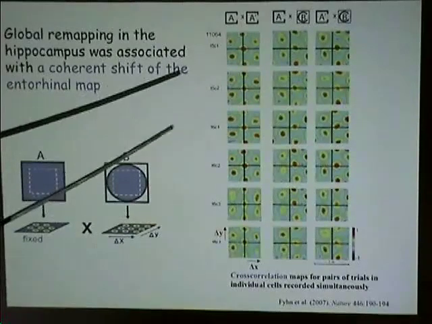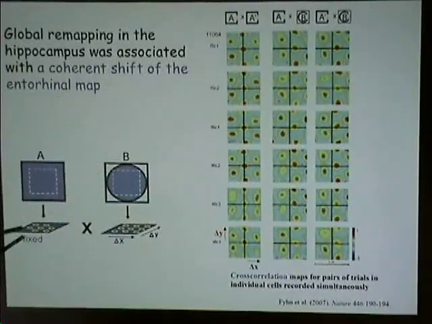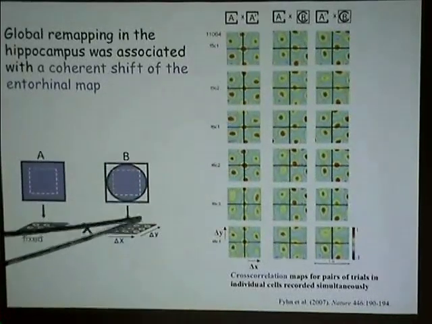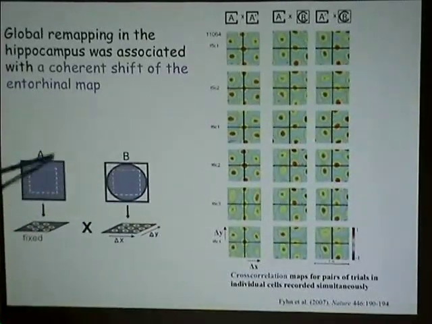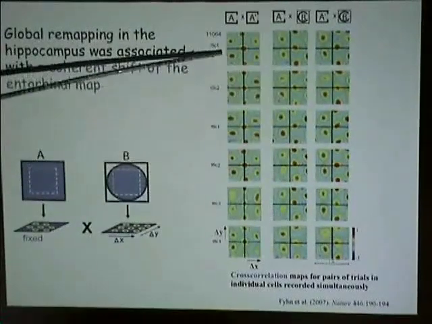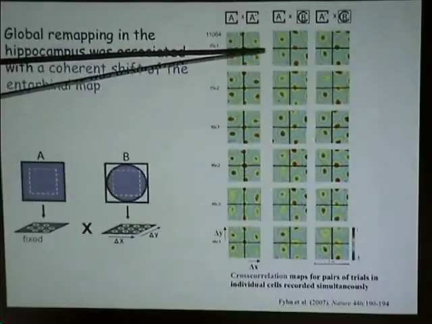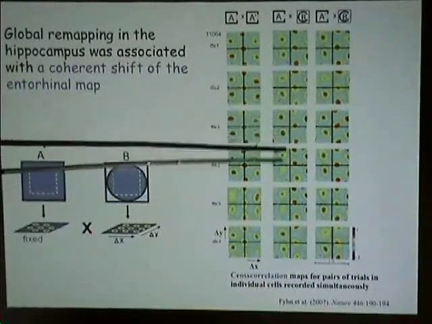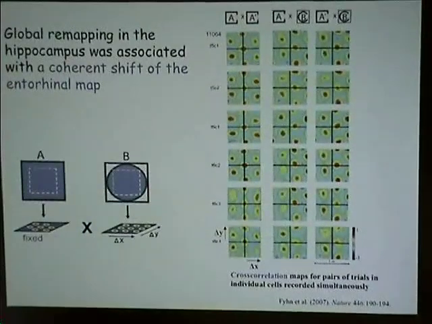But if you cross-correlate the firing rate map in one environment, A, with the firing rate map in a different environment, maybe a circle in the same place, and do that for every single cell, you will see that the cross-correlation map is shifted, in this case, to the right, similarly in every single cell. So they all go together.